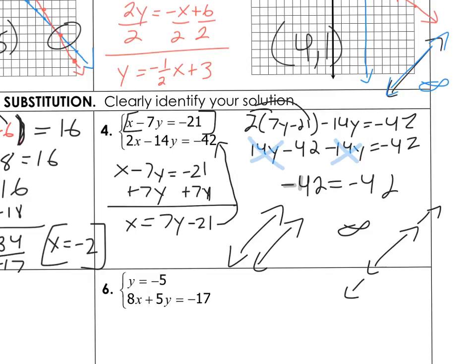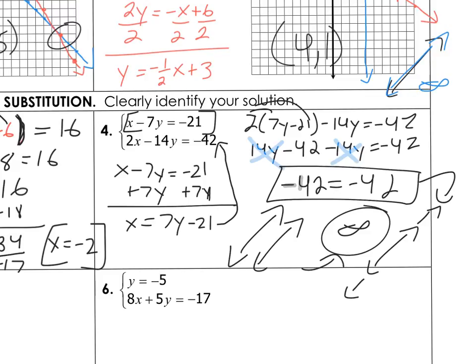Okay? In this case, the two numbers do in fact equal each other. Negative 42 does equal negative 42, which would tell me that we have the same line, so we have an infinite amount of solutions. That would be your answer.